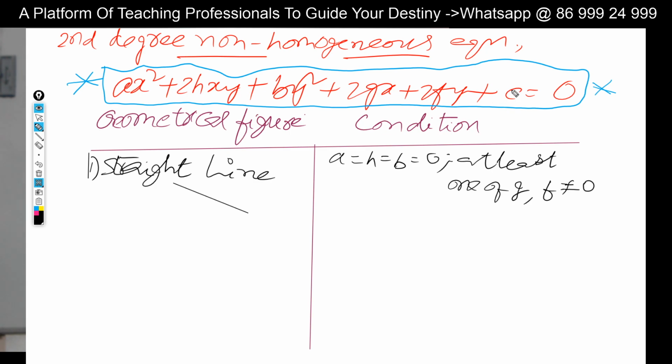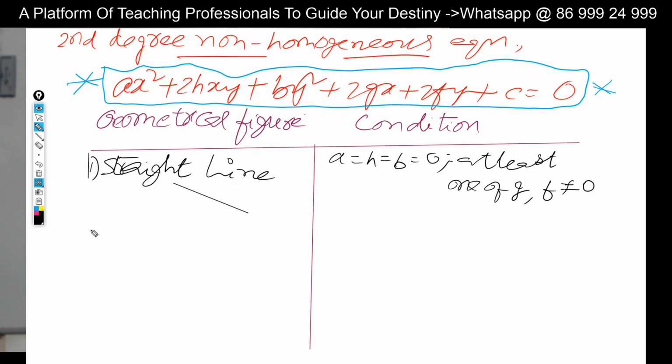That means the powers are unequal. That is why it is said to be non-homogeneous. If the powers are equal, 2 and 2, it is said to be homogeneous. The first three terms form the homogeneous part. So what happens if A equals H equals B equals 0? This part vanishes, and at least one of G, F is non-zero, meaning either x remains or y remains, and this becomes a straight line.